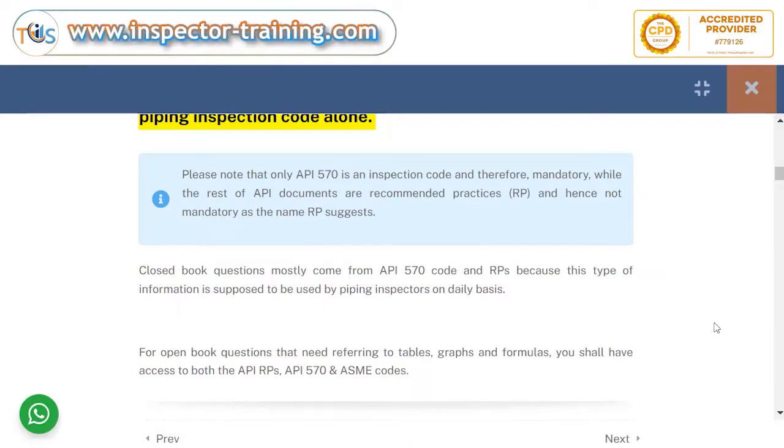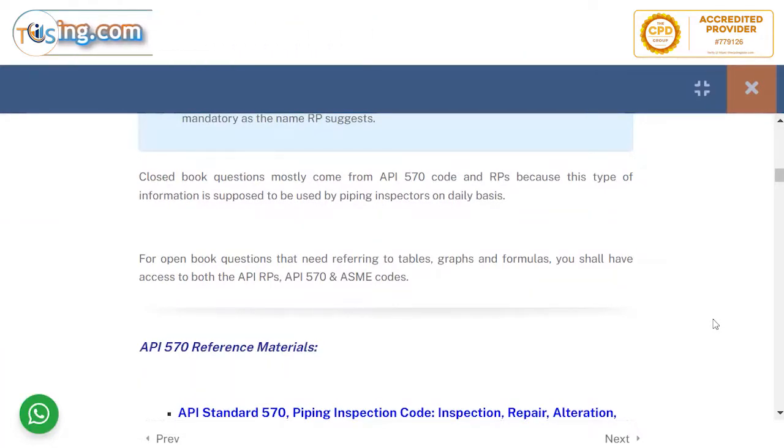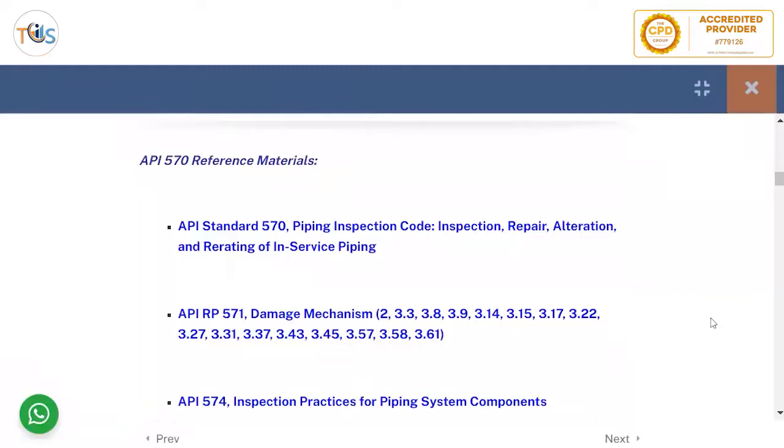Closed book questions mostly come from API 570 codes and RPs, because this type of information is supposed to be used by a piping inspector on a daily basis. For open book, you need to refer to tables, charts, and figures, and have access to both the API RP 570 and ASME codes during the exam. But obviously the search button is disabled.